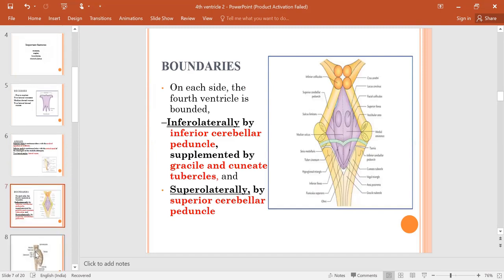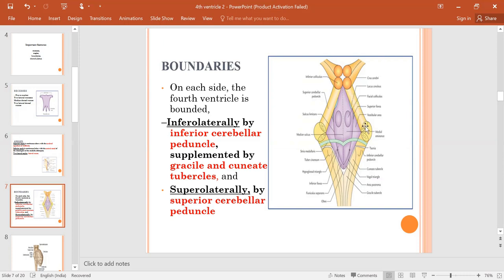Then about the boundaries of the fourth ventricle. On each side, the fourth ventricle is bounded infralaterally, inferiorly and laterally, by the inferior cerebellar peduncle, gracile tubercle, and cuneate tubercle. Then supralaterally, or superiorly and laterally, it is bounded by the superior cerebellar peduncle.